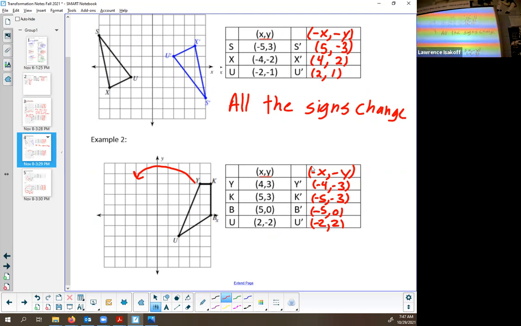So we should see this flipped around. Almost looks like it goes to the other side and upside down. That 180 spin. So that would be -4, -3. That's down here. -5, 3 is over here. -5, 0 here. And I have -2, 2 over here. Yep, that looks like it's spun around 180, right? Not too bad.